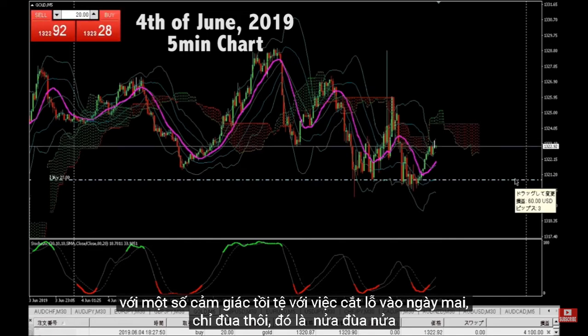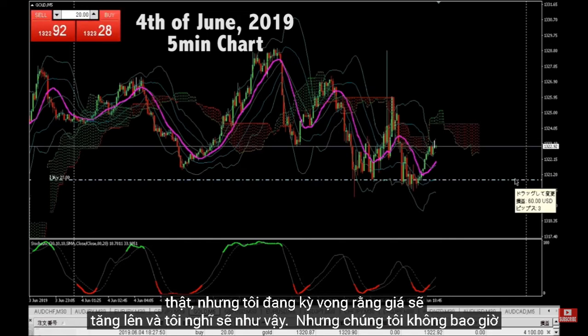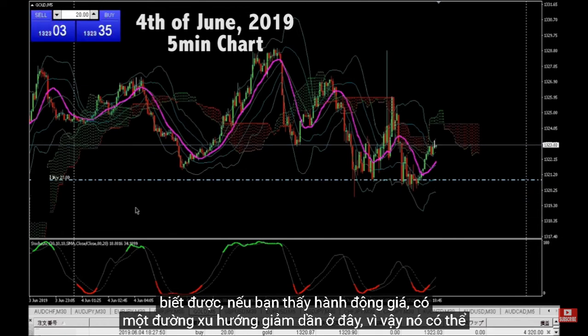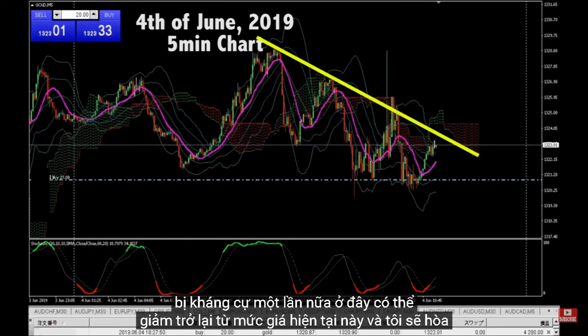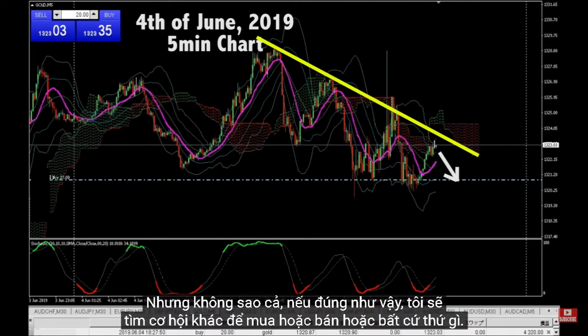Just kidding. It's half joking, half true, but I'm kind of expecting that the price will go up, and I think it will, but we never know. If you see the price action, there's a descending trend line here. So it might be resisted one more time here, could go back down from this current price, and I will get break even, but it's okay. If that's the case, I will look for another chance to buy or sell or whatever.